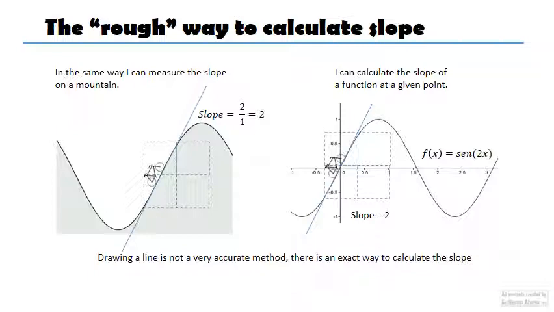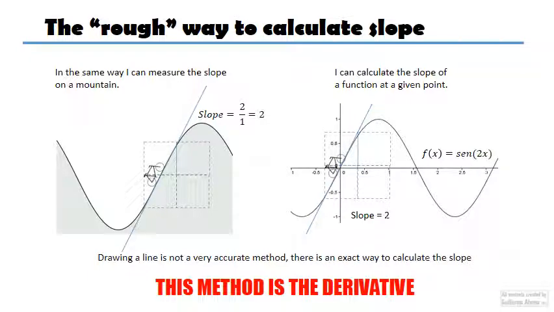So I have an exact way to calculate the slope. And that's what the derivative is. It's just an exact way to calculate the slope at a given point of a function.